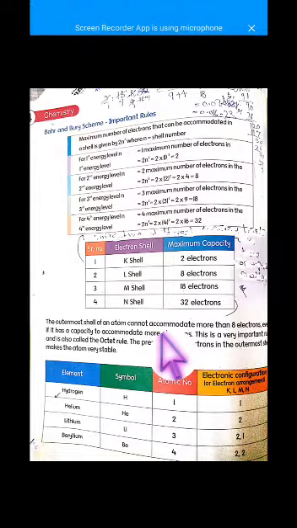Now comes, what is the octet rule? Always remember, the word octet is derived from octa, which means 8. The outermost shell of an atom cannot accommodate more than 8 electrons. We can say it has the capacity to hold only 8 electrons, and this rule is known as the octet rule. The presence of 8 electrons in the outermost shell is called the octet rule.